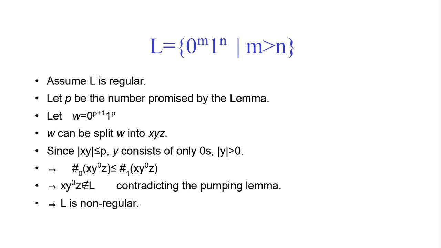So as we know, if we split w into x, y, and z, three parts, y can have a power i, where i can be 0 or any number. If we consider i equals 0, the number of zeros will reduce, and the relation where m should be greater than n will not be satisfied anymore. So the resultant string will not belong to the language L, and therefore we can say that the language L is not a regular language.